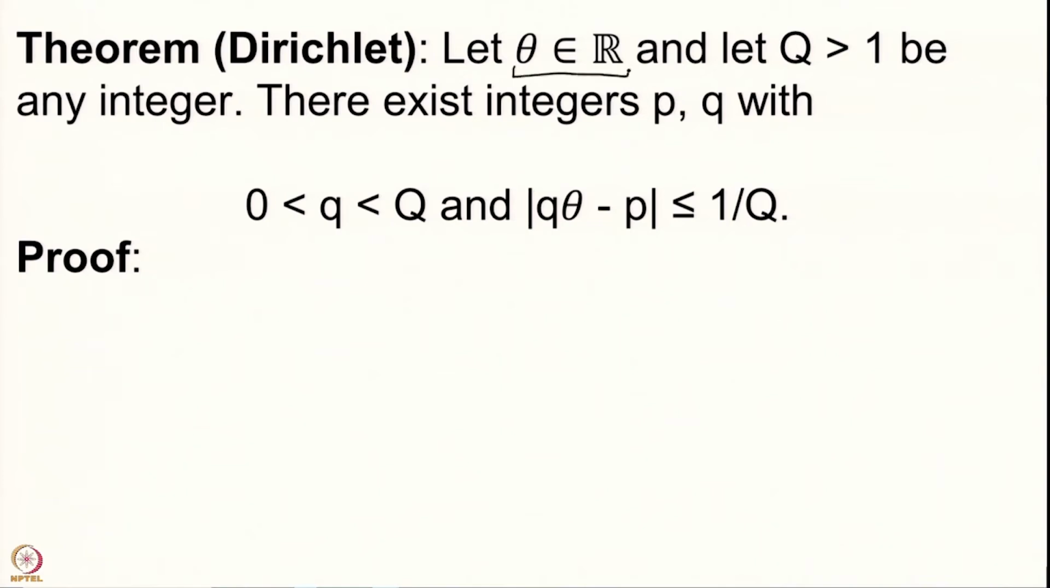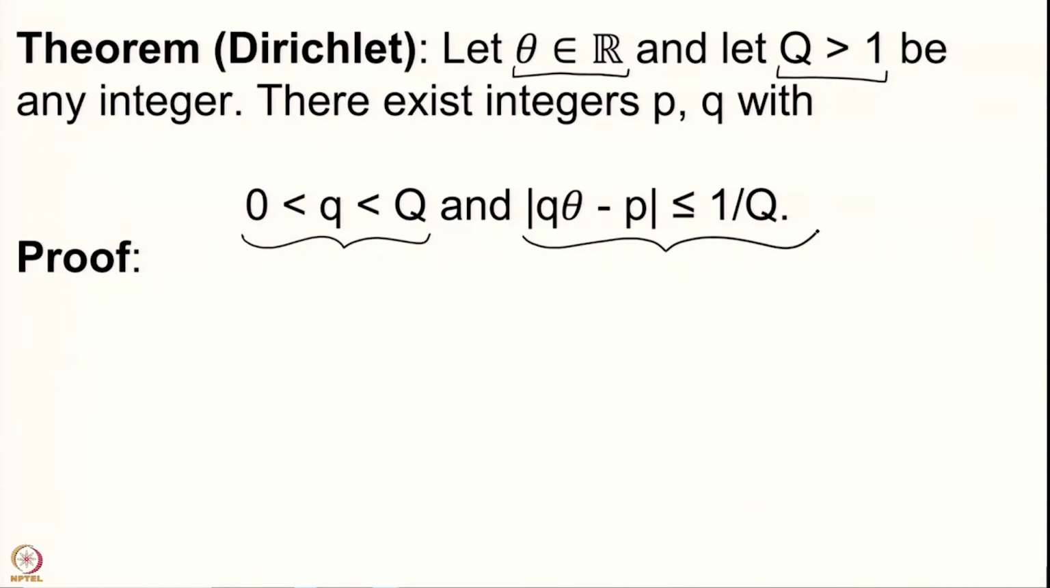We have a real number theta and we are looking at any integer bigger than 1. We fix any integer Q bigger than 1. Then we say that there are integers p, q with the property that the denominator q is less than Q, and this difference is at most 1 by capital Q. This is the result that we want to prove.